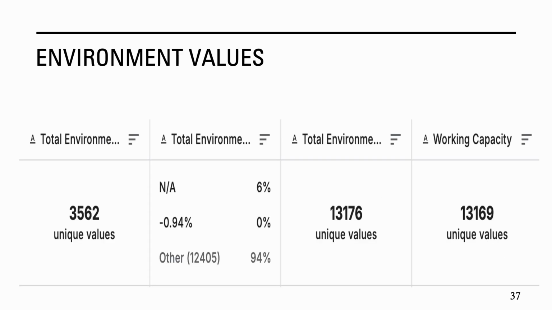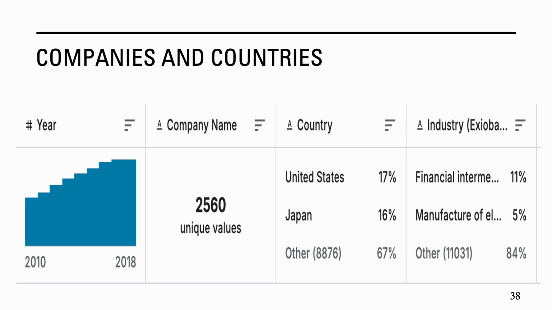Environment values. The environment values that are represented here represent 3,562. Total environment values also represent 13,176. Working capacity also represents 13,169 unique values. Companies and countries. The number of company names that are represented are 2,560 in this data set.